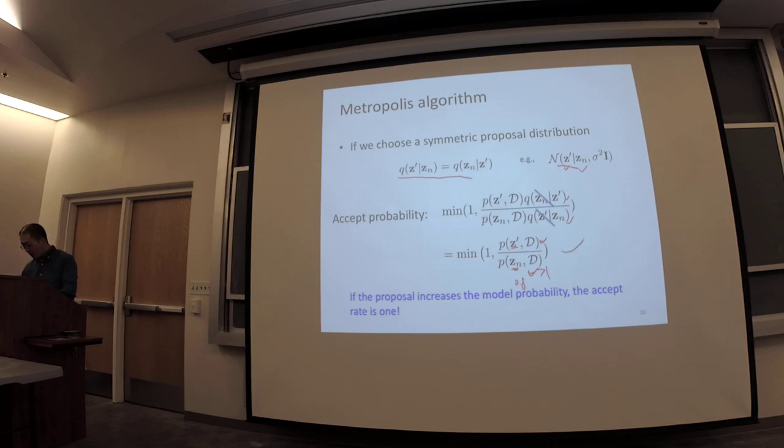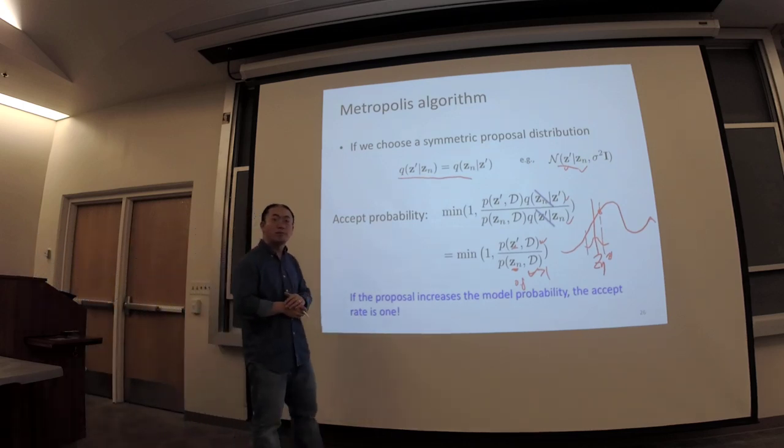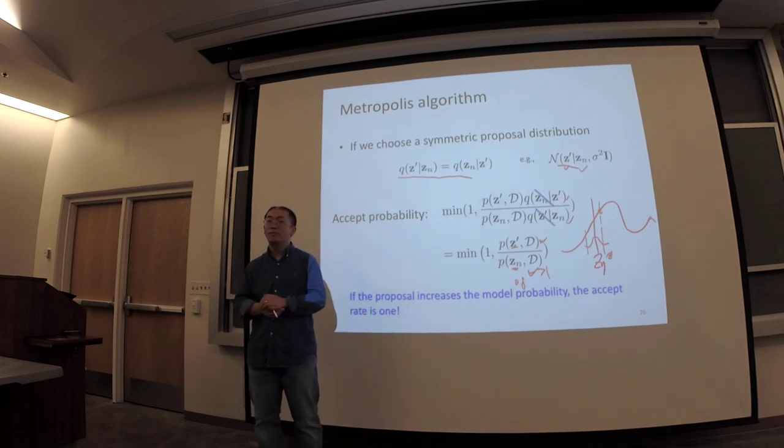So you can imagine if I have this posterior distribution, right? This is my current position. If I generate a sample at this position, I use my symmetric Gaussian, and I will definitely accept this new sample because it increases the joint probability. But if you generate a sample along this way, then you have some chance to be rejected. Is it reasonable? Or intuitive?